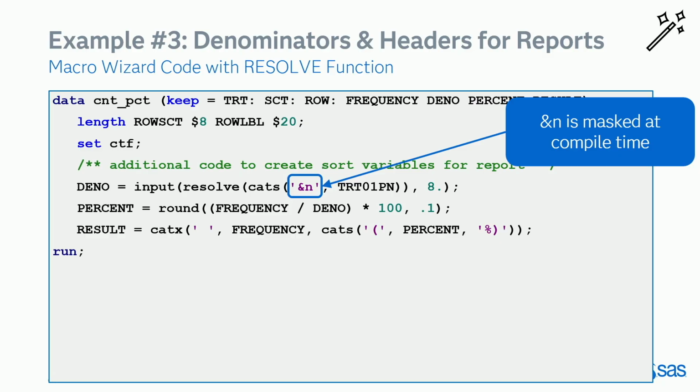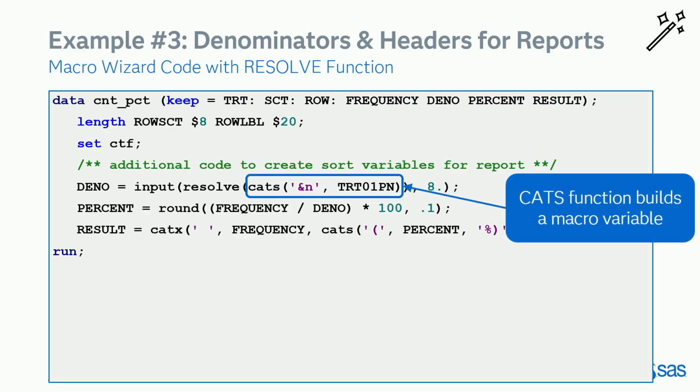There is no ampersand in our global symbol table. So we are going to build our macro variable within the data step based upon the information in the data. And once we get that information, we are then going to resolve it. We're going to say, okay, now I've built my macro variable. I'm now going to go to my symbol table and resolve this information.